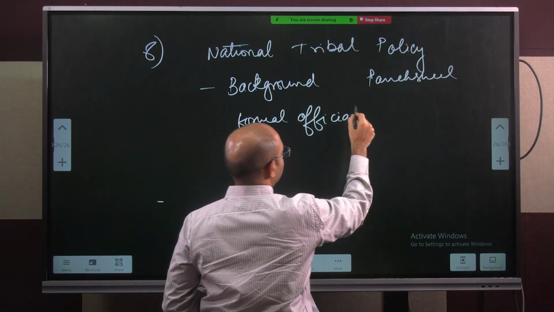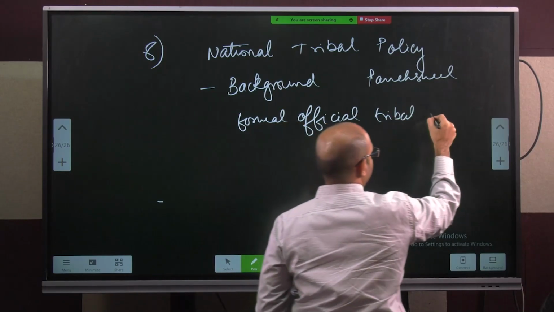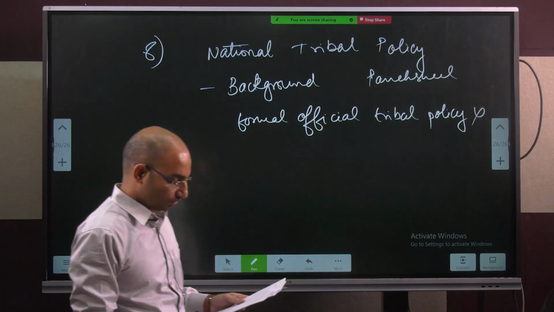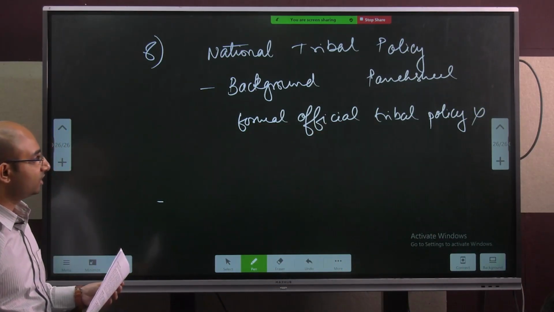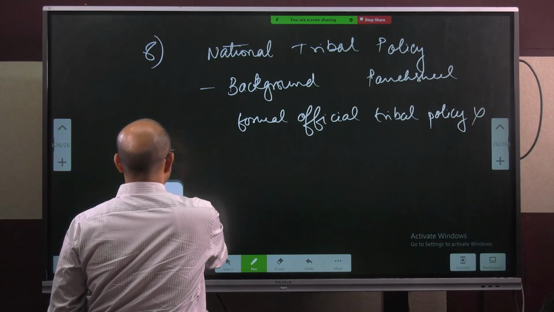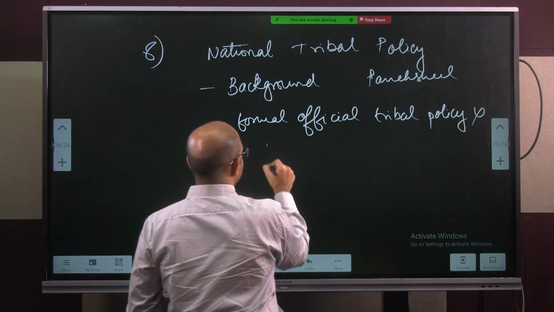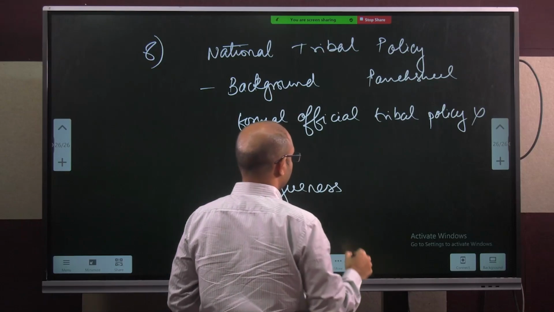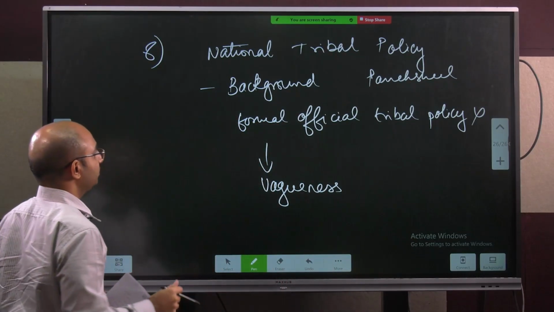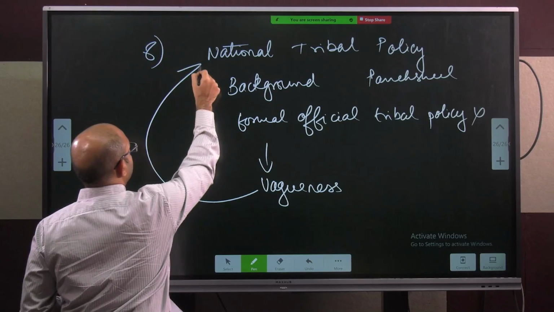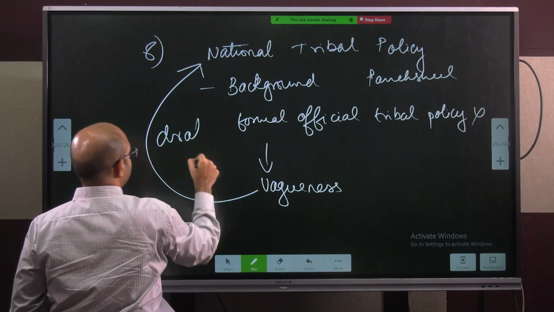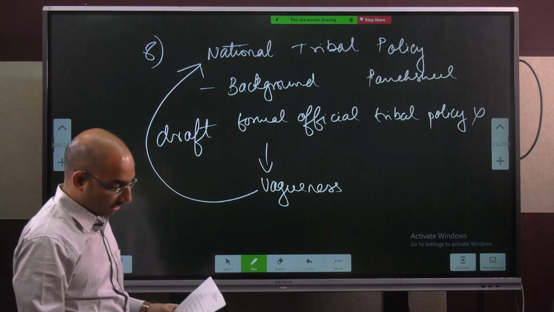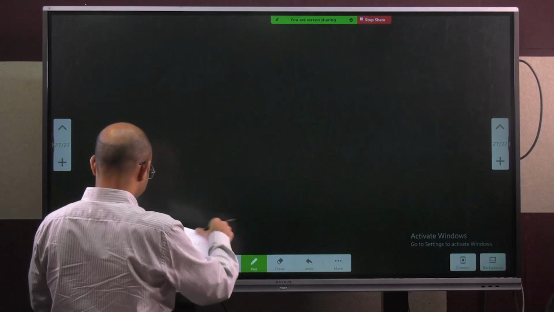In India, there is no formal official tribal policy as of now. In the absence of a formal official tribal policy, things are very vague. There is vagueness around the rights and government measures towards tribals. To bridge this gap, we are proposing a tribal policy, but even this is at a draft stage and is yet to be finalized. And then we talk about the draft tribal policy and the different measures in it.